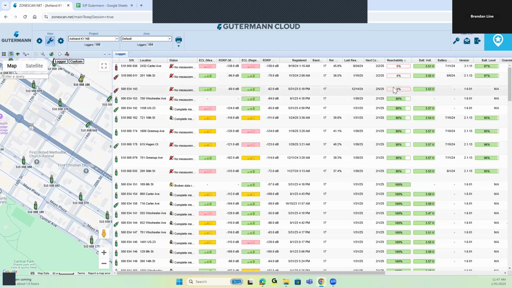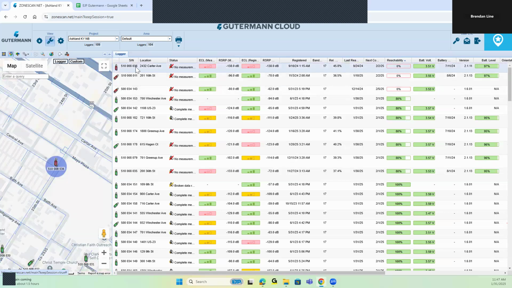To dig in further, we know by looking at reachability that it hasn't reported in 5 days. To look even further than that, you can go to last reached, and last reached will actually tell you the date of the last time it reached. Looking at logger 036, we know it's a 0% reachability, but now we look at last reached and it hasn't responded since September 24 of '24. So it's been a few months. This is something that we want to take a look at with the things we talked about earlier: antenna adjustment, water in the box, maybe a plastic lid, and then the last step would be reprogramming the sensor and starting over.